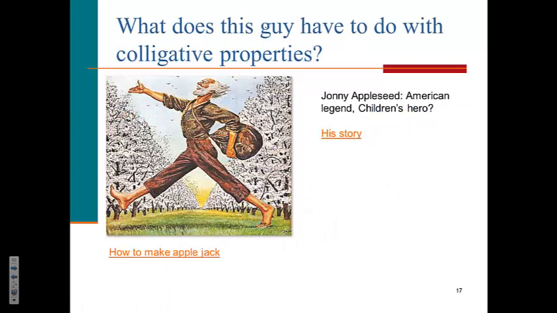Okay. What does this guy have to do with colligative properties? Picture of Johnny Appleseed. So maybe you know the story of Johnny Appleseed, maybe you don't, but you can click on this hyperlink here and get his story. But basically what he did is he took apple seeds from cider operations. So he wasn't making apples to eat off the tree. He was essentially making apples that would be useful for making hard cider. This was back in colonial periods.